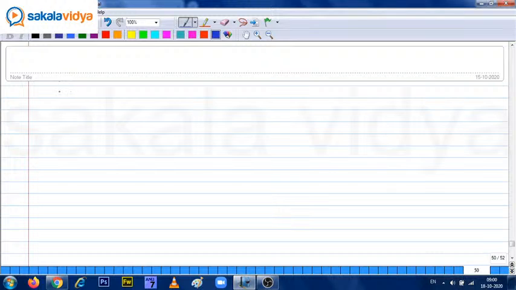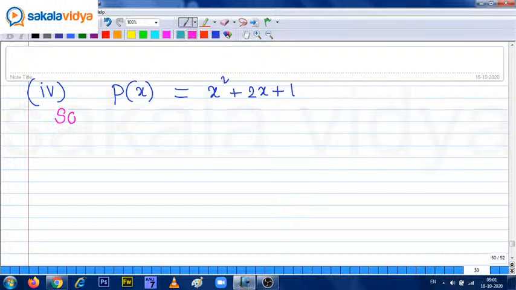Next one is the fourth question. P of x equals x square plus 2x plus 1. Okay, the same plan needs to be applied for this one also. Solution. Given P of x equals x square plus 2x plus 1.